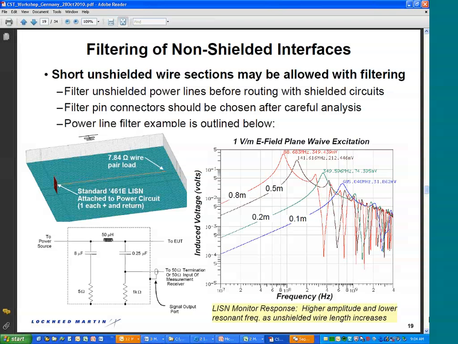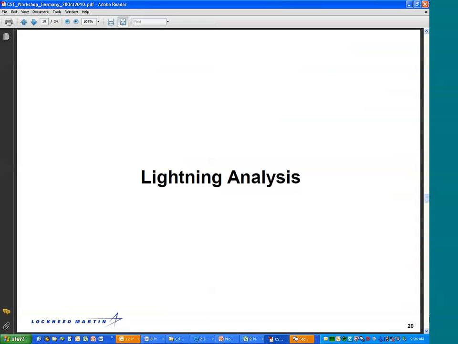And you can then scale that to your particular threat and actually have meaningful calculations to know how to size any filter pins and so forth, or even some transient suppression that you may need in the case of lightning.